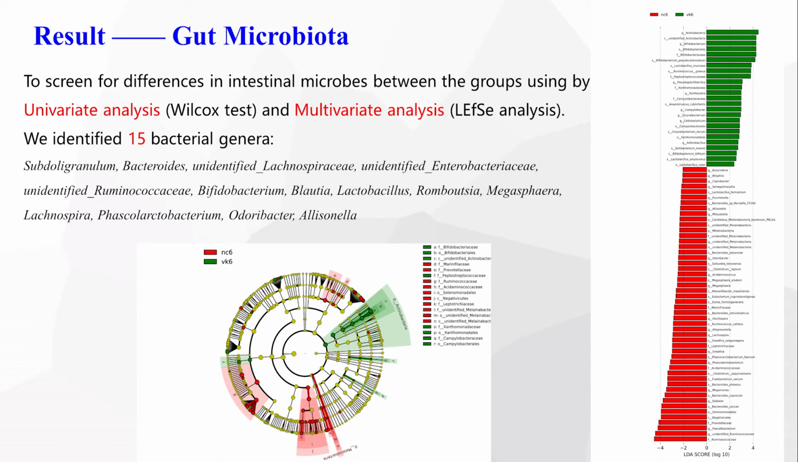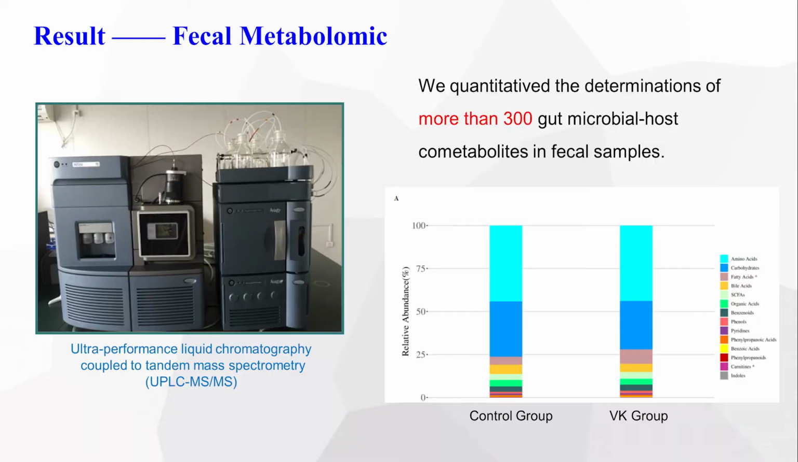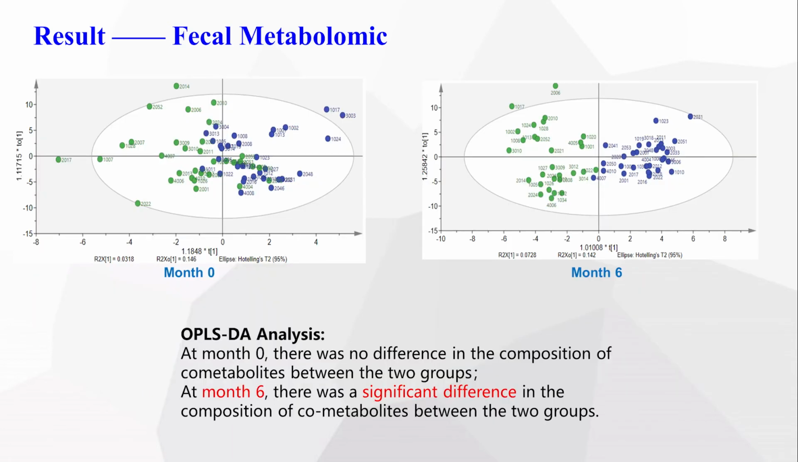Through screening of differential gut microbes between the groups, we identified 15 bacterial genera with different bacterial counts between them. We quantified more than 300 gut microbial host co-metabolites of the intestinal flora in fecal samples by using an ultra-performance liquid chromatography coupled to a tandem mass spectrometry. Using the OPLSDA analytical method, no difference in the composition of the co-metabolites between the two groups at baseline was found. However, at month 6, there was a significant difference in the composition of the co-metabolites between the two groups.